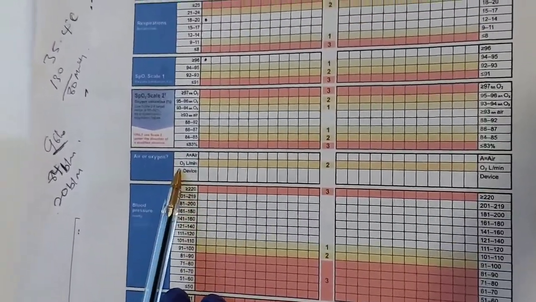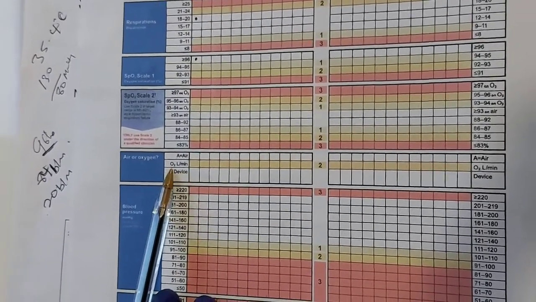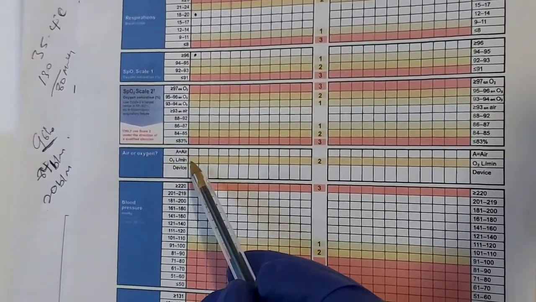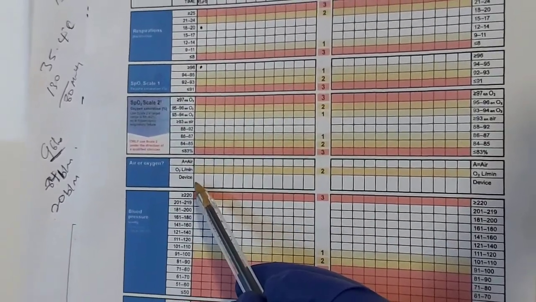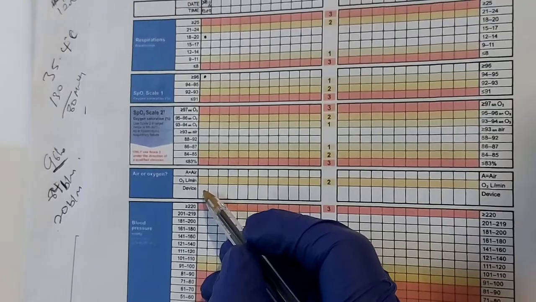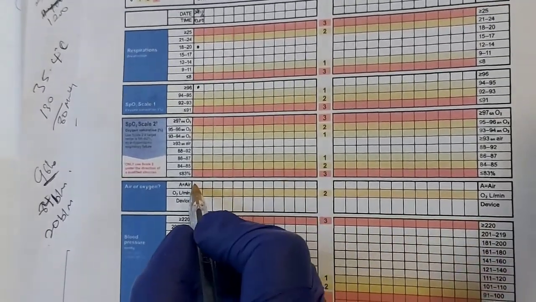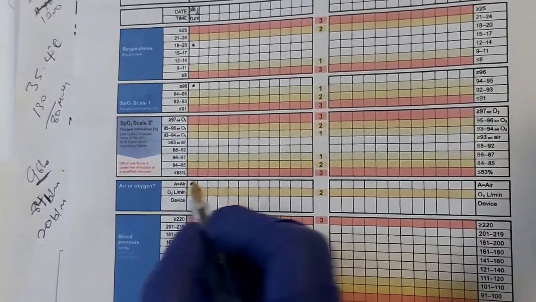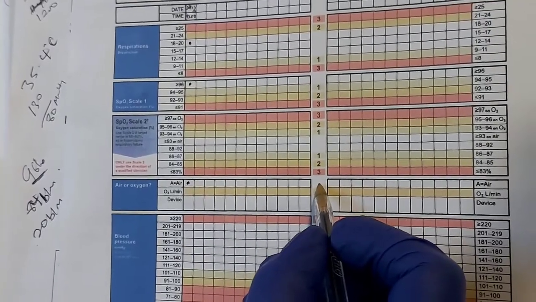Is my patient on oxygen? No. If my patient is on oxygen, I would have ticked in here and I would have written the type of device, if it is nasal mask that she's using or venturi mask or whatever. But she's on air, so I'm going to tick here. And here falls under what? White, which is what? Zero.